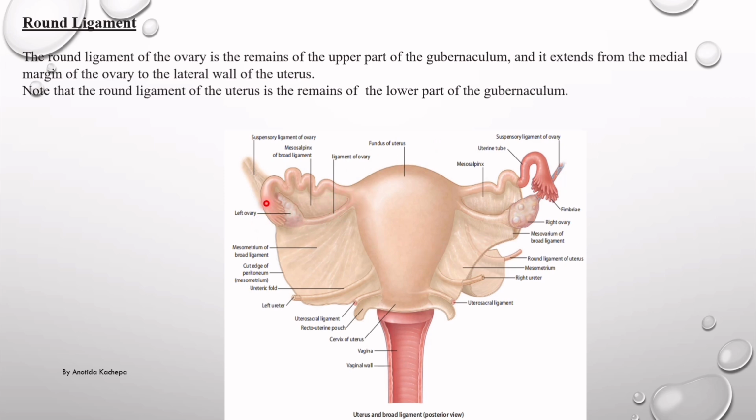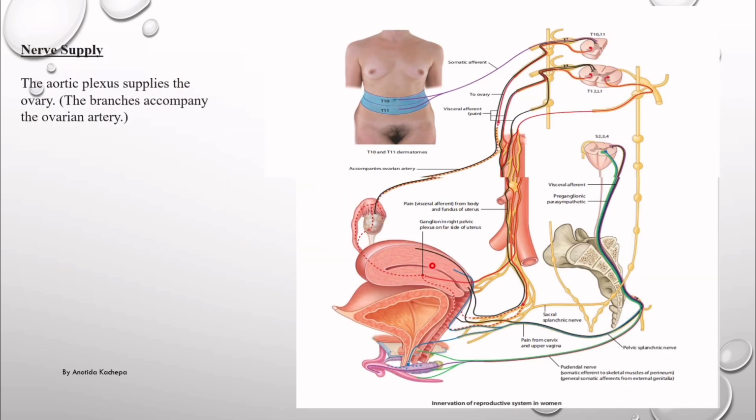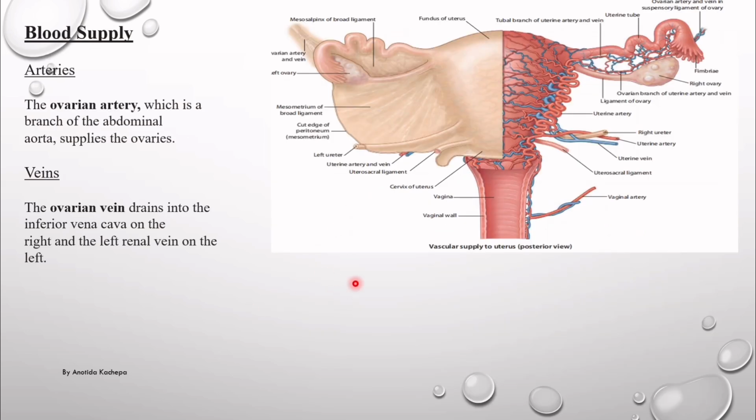And the ovaries, we normally have one on the left and one on the right. Normally there are two, left and right. Then the nerve supply will be from the aortic plexus. Then the blood supply will come from the ovarian arteries. But we should take note that the ovary lies in the ovarian fossa.